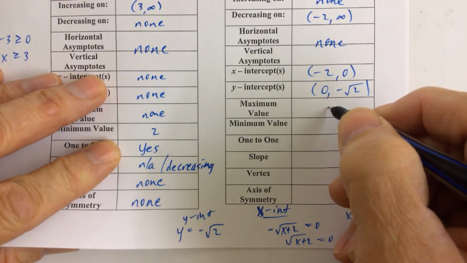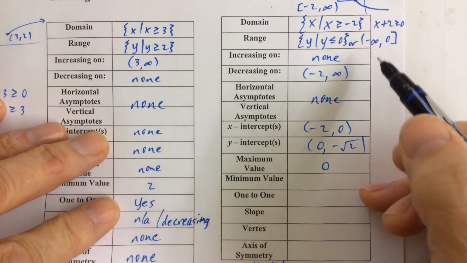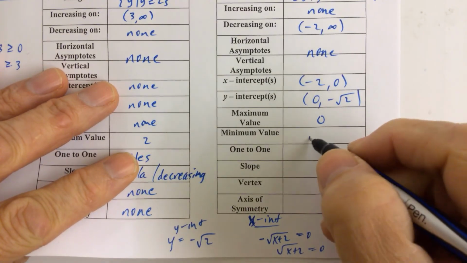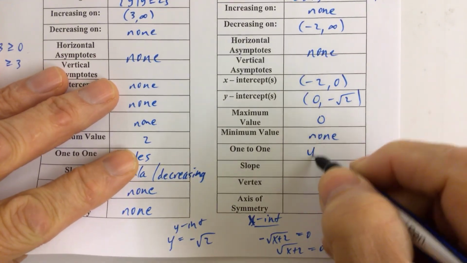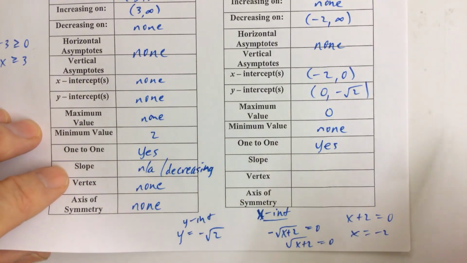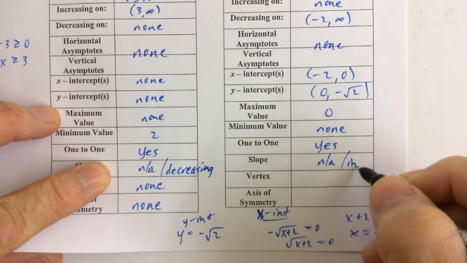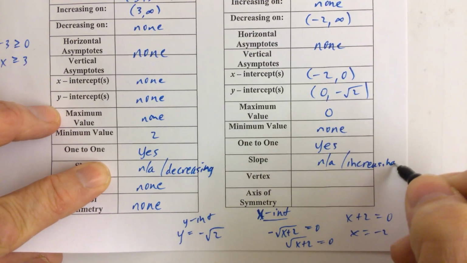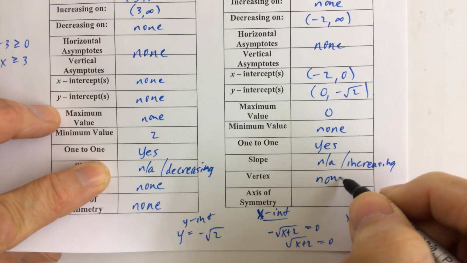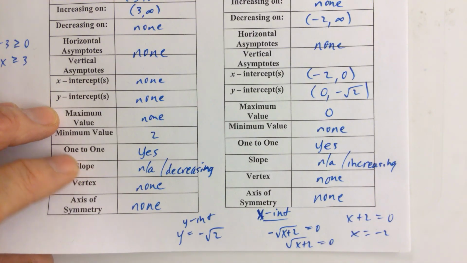Maximum value would be 0, the y-coordinate of the end of the range. So the maximum value is 0. Minimum value, there is none. One to one, yes, because for both of these, a horizontal line crosses at only one point maximum. Slope, this one would be increasing, but I'm okay with you saying N/A for that. Vertex, none, and there is no axis of symmetry. Sorry for the mistake there, but that's it.